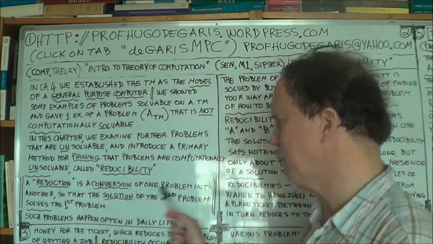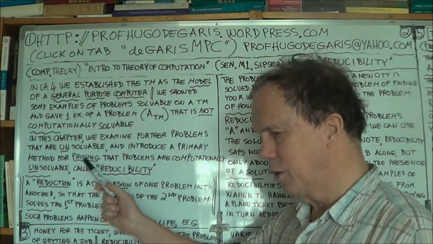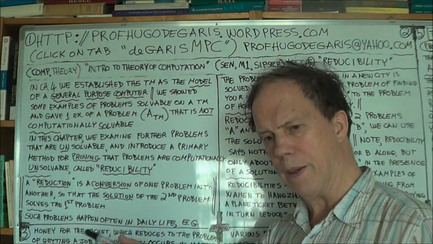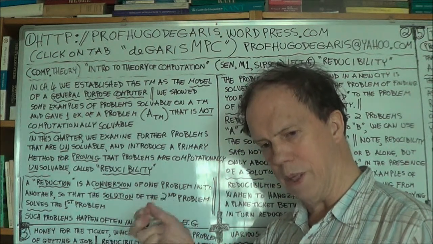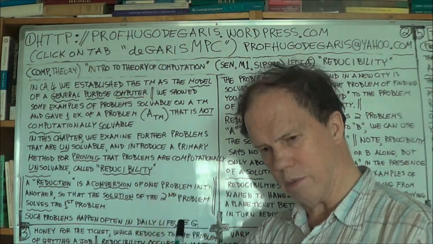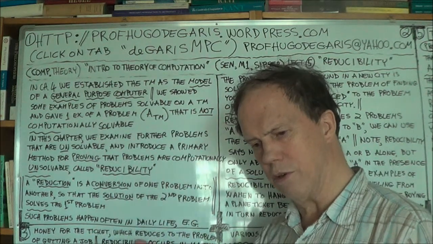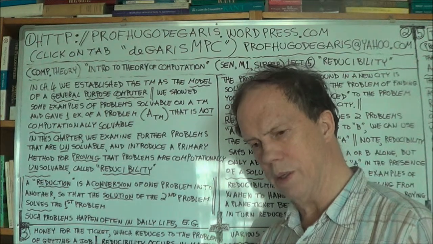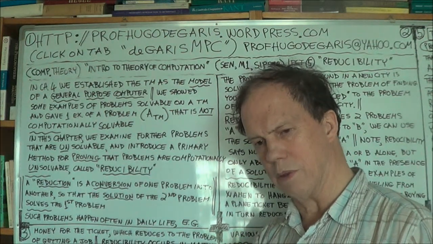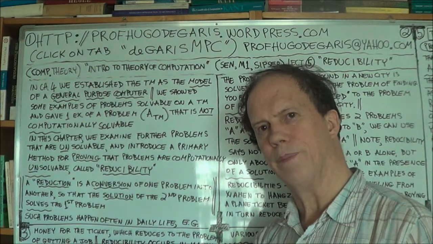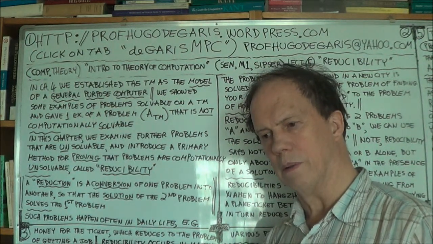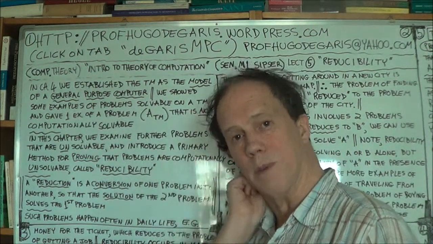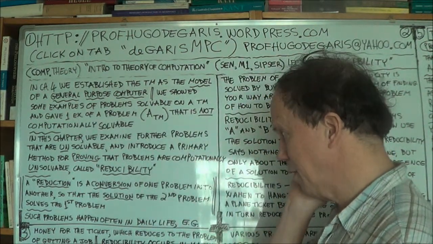Right. So let me try and put this a different way. To reduce a problem A to a problem B, what does that mean? It means that you convert problem A into problem B so that the solution of problem B allows you to get the solution of problem A. We'll leave it at that. Okay, so play it back a few times if you want to memorize it.